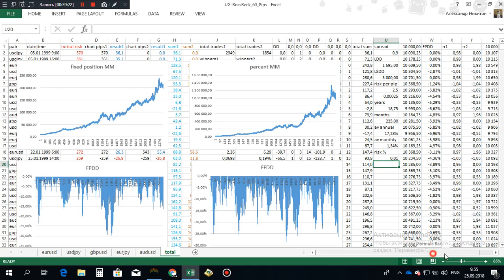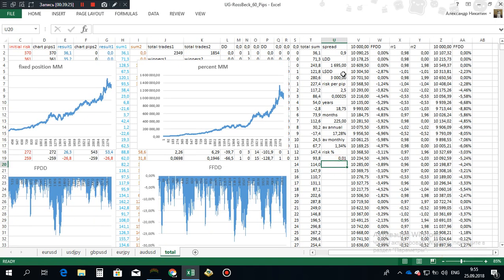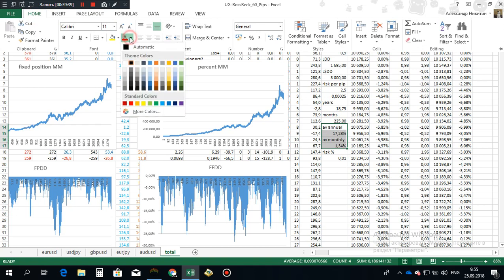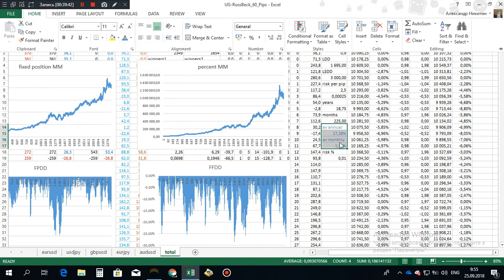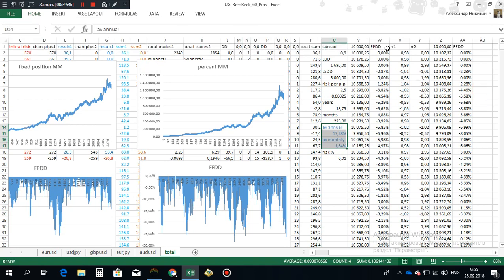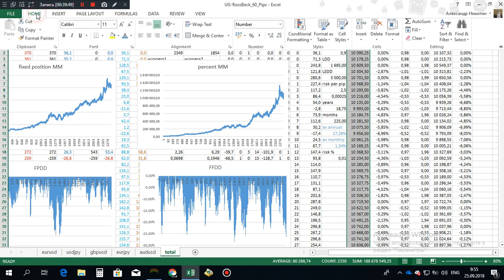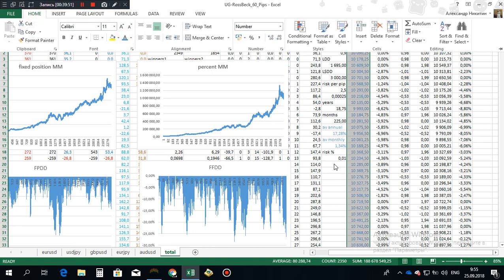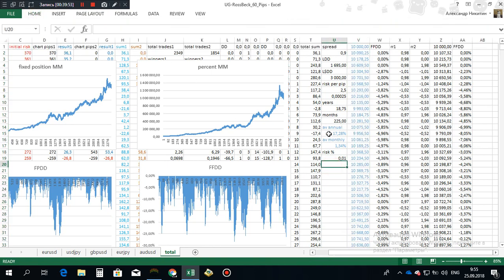Okay, now let's calculate the average annual return and average monthly return for this one. So these were average annual, average monthly. Let me use the color for them, maybe blue color, so I know that they belong to this blue position size management. So these blue numbers belong to these blue calculations.